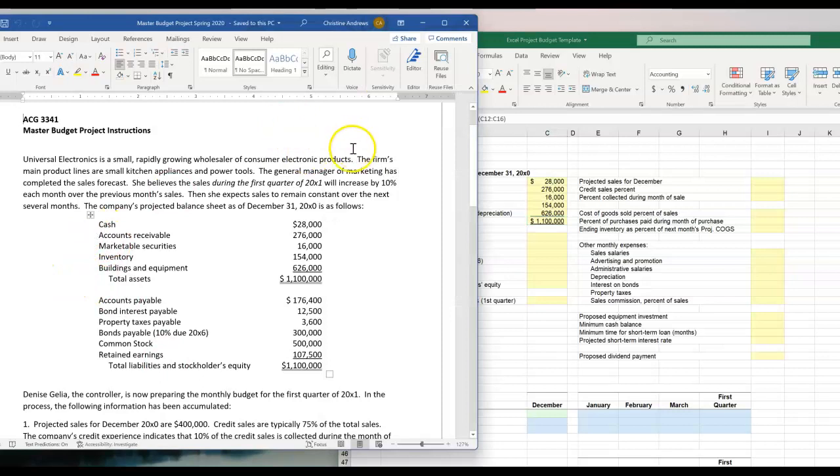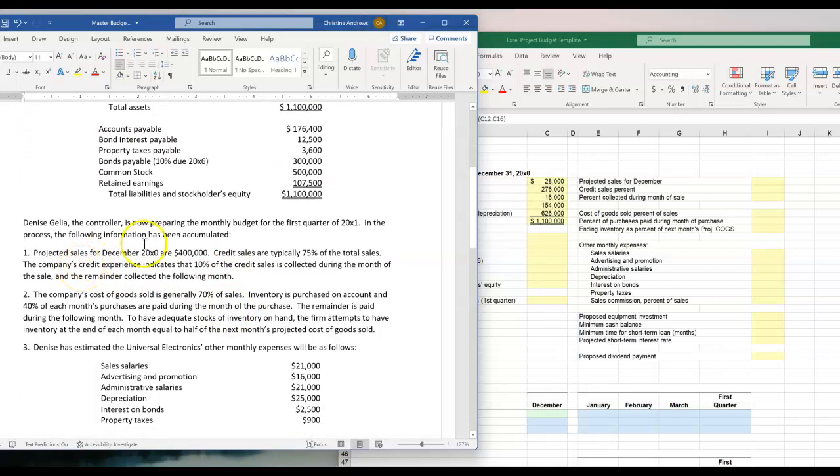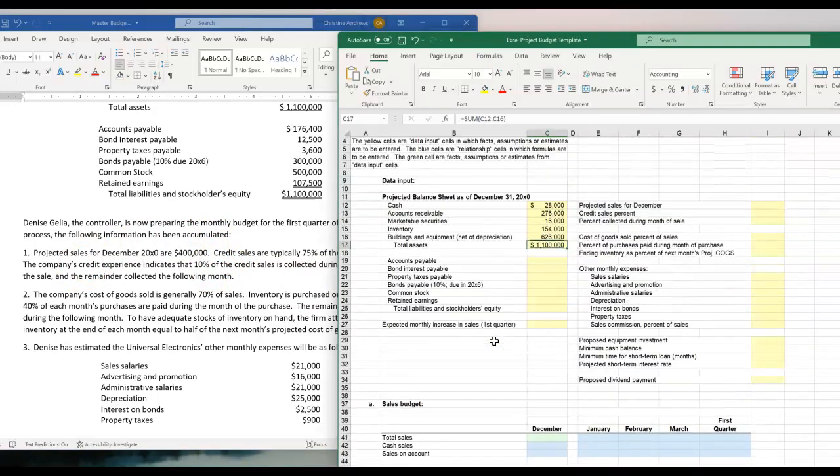And then you would continue to put the same thing in for accounts payable, for your liabilities and equity accounts. Now, the important things that are in here: the general manager has completed the sales forecast. That is always your starting point. So this is a really important number. And she believes that sales during the first quarter will increase by 10% over the previous month's sales. So we know it's going to be 10% per month. She expects sales to remain constant over the next several months. So for the first quarter, though, they're going to increase by 10% per month. So projected sales for December are $400,000. I'm going to put that in.